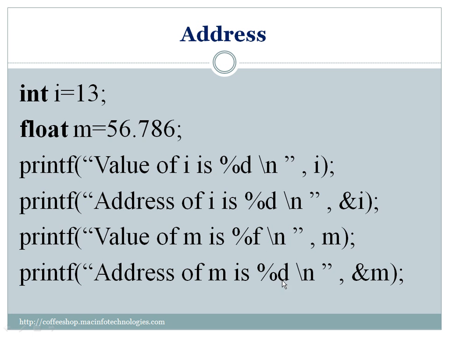And when we say address of m is %d, you can see m is a float, but still the address will never be a float. It will always be an integer. So address will always be an integer, and we are printing it as %d. So ampersand m, that is the address of m, will be printed in the location of %d. So it says address of m is the actual address number.